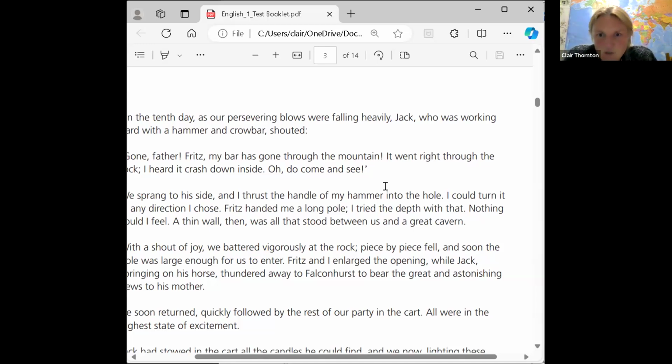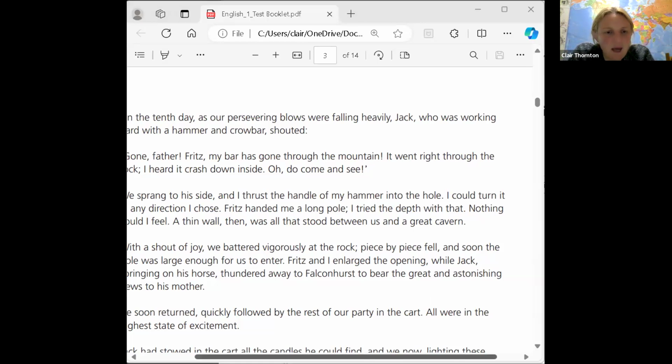Let's make sure we've checked all the others, though. Jack and his father were relieved because they could stop work. Jack and his father were nervous because they didn't know what to expect. There's no real implication of that.